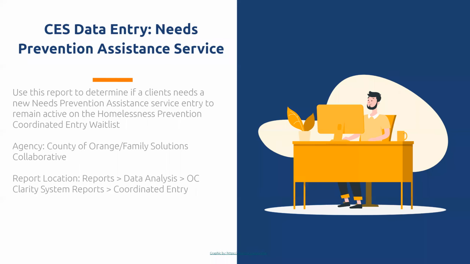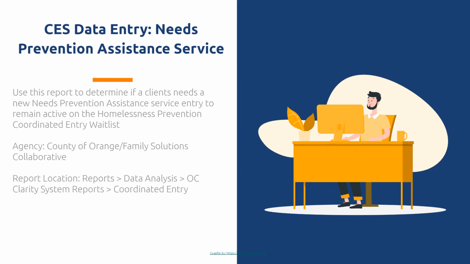Next slide, please. And then moving on, the CES Data Entry Needs Prevention Assistance Service is a different report which is used to determine if a client needs a new prevention assistance service entry so that they can remain active on that homelessness prevention coordinated entry waitlist.